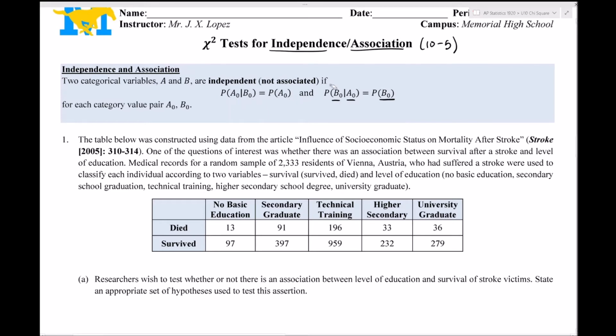So simply put, knowing that the second event happens, the probability of the first event occurring should just equal the probability of it occurring without caring whether B, that second event, has happened. If those conditional probabilities just drop down to simple probabilities, these two variables are independent of each other.